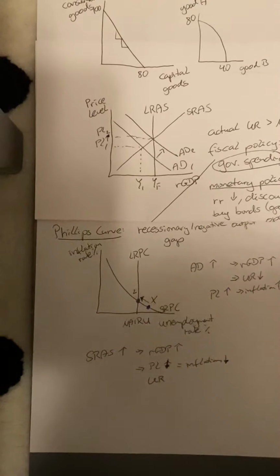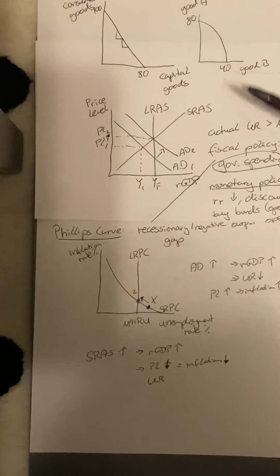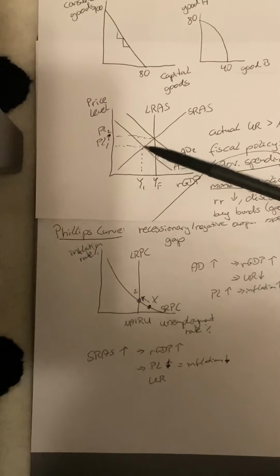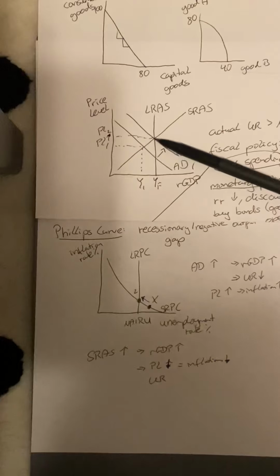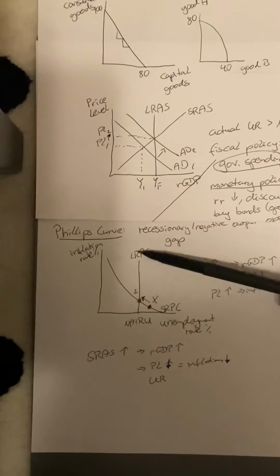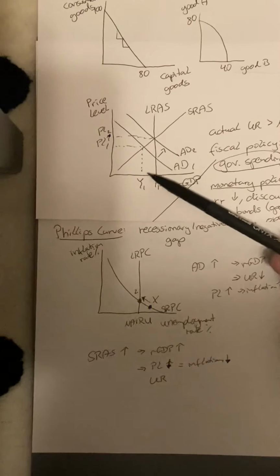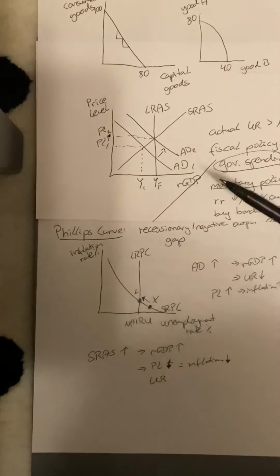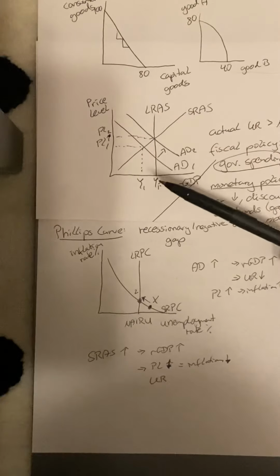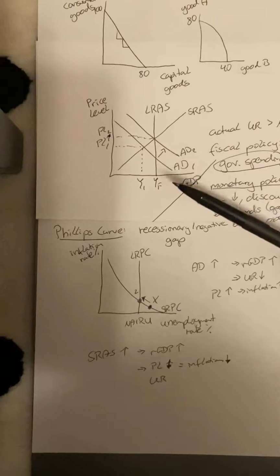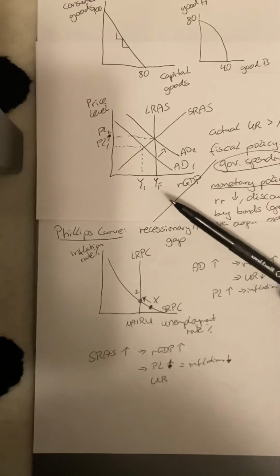Now, let's use this example again, where we were initially in a recessionary negative output gap. So what can we say? We have higher unemployment than the natural rate of unemployment. So LRPC, the Phillips curve, is basically the same as LAS. Here we're at the natural rate of unemployment or full employment. Remember that includes frictional and structural unemployment, not cyclical unemployment. That is caused by the business cycle.